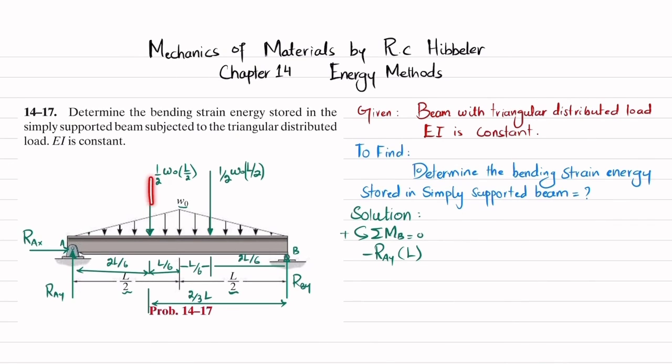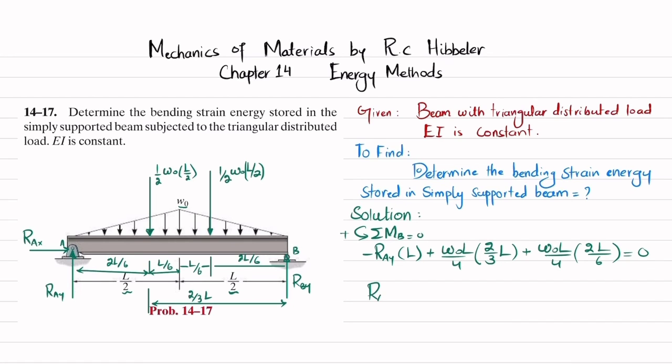The second moment is due to this load and the perpendicular distance is 2L over 3, and this is producing counterclockwise moment, so it will be positive. So I will write plus W naught L over 4 into perpendicular distance 2 over 3 times L. And the last moment is produced due to this load and the perpendicular distance is 2L over 6, and this is producing counterclockwise moment, so it will also be positive. So I will write W naught L over 4 into perpendicular distance 2L over 6, that is equal to 0.